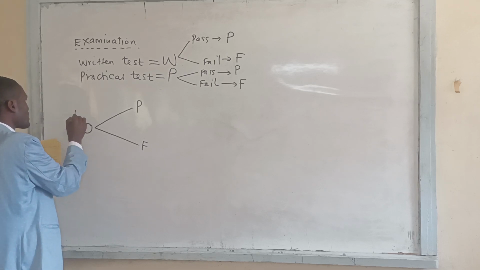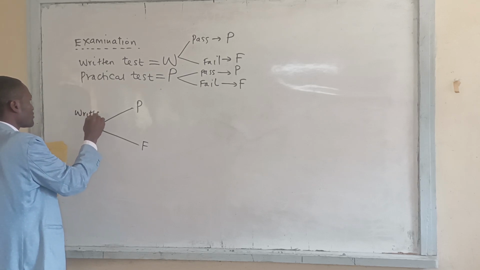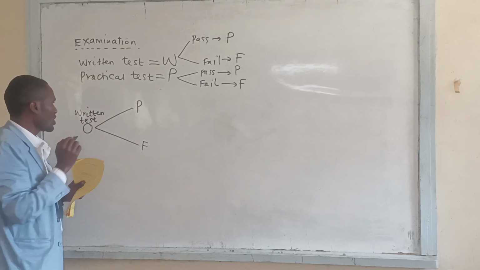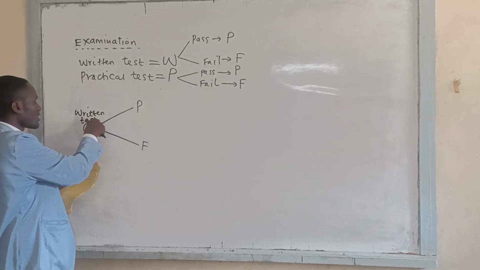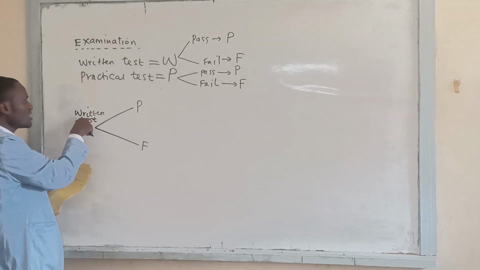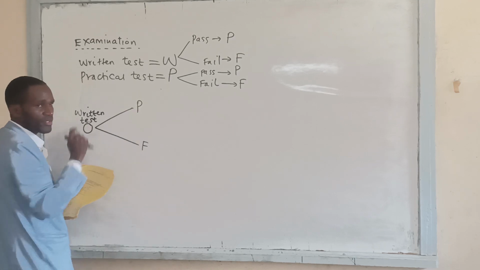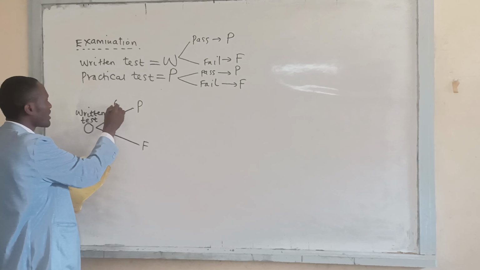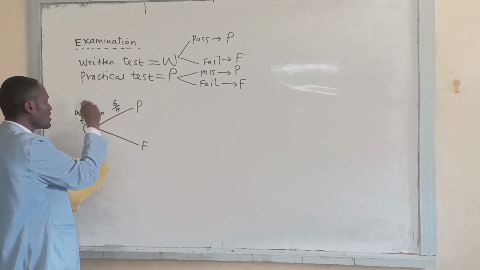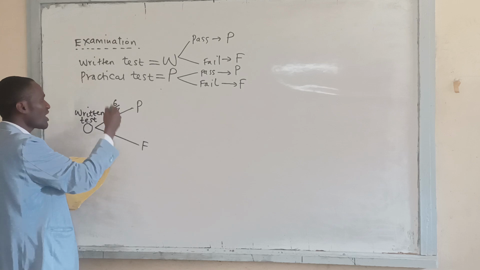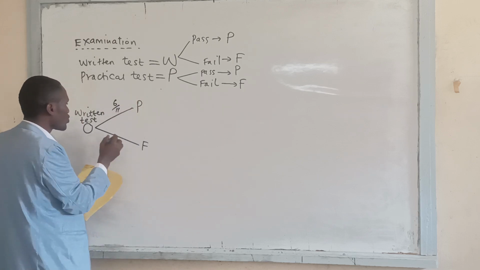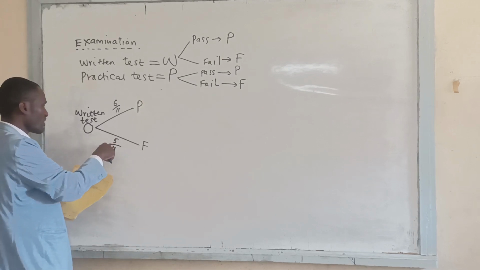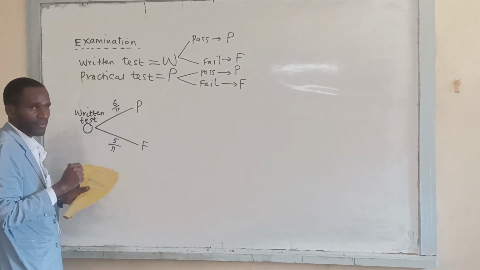And let's have this one as our written test, being our origin. If this becomes our written test, it can either be passed or be failed. And we have been told that the probability of passing this written test is 6 over 11. That means the probability of failing the same written test is going to be 5 over 11, because this plus this should give us one whole number.